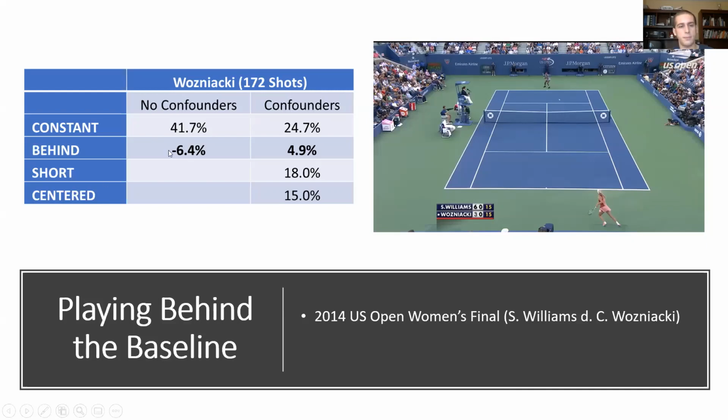But what you see is that you have a situation where Wozniacki had a 6.4% lower win probability when she positioned herself well behind the baseline, like you see in this picture. And yet, when you throw the confounders into the analysis, right, this is just a situation where she's more likely to win the point when she gets a short or centered incoming ball. But when she gets a short or centered incoming ball, she's definitely less likely to be behind the baseline. You have a situation where these flip, right? It looks like playing behind the baseline is a bad thing, and yet when you throw the confounders in, it flips to being positive.